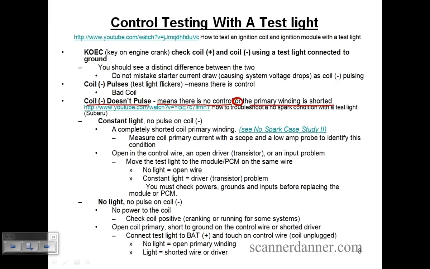But guess what? We're back to a scope again. I'm trying to give you tests that don't involve a scope, and I keep coming back to you need a scope. The guys in your shop may think you don't need one. You bring up this case study, you tell me how you would attack this otherwise.